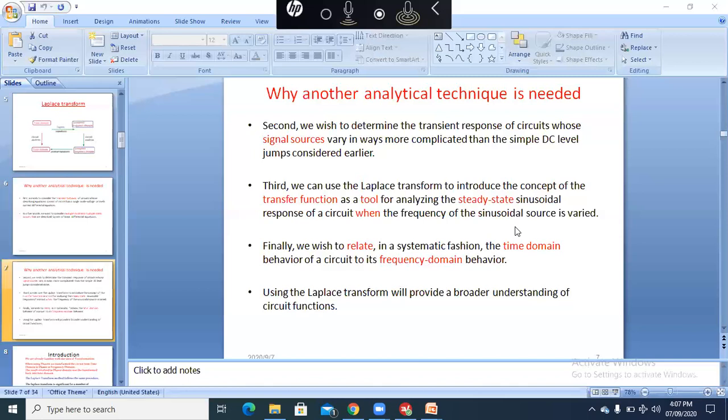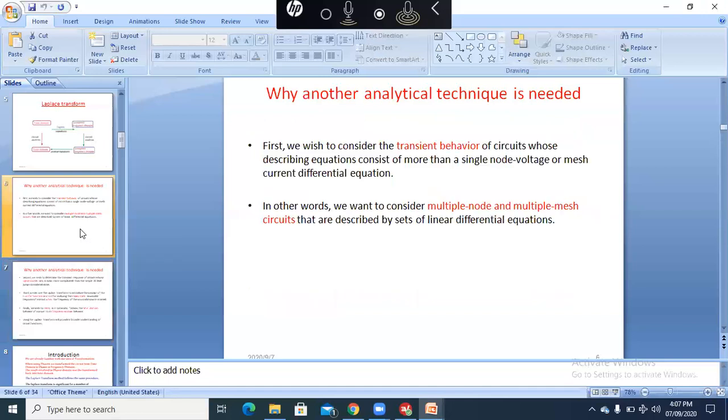So this in fact is just a one node or one mesh circuit. So it is not very complex. When we have complex circuits having multiple nodes and multiple meshes, we need to adopt the Laplace transform, which is more useful.